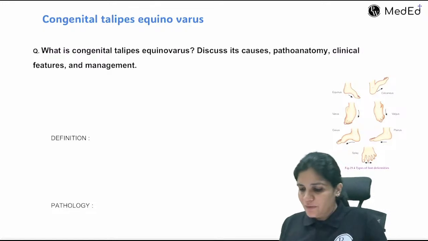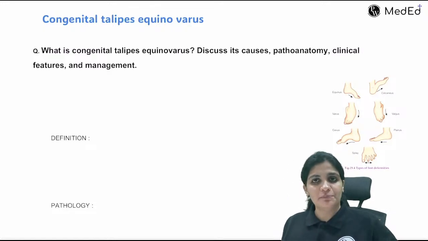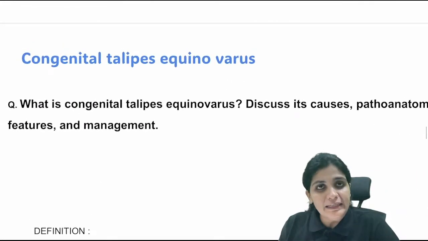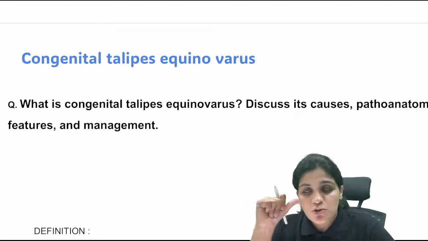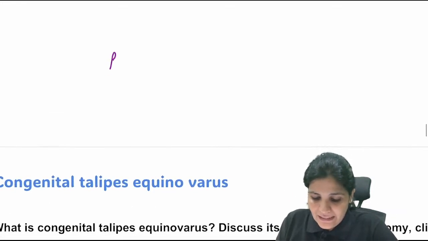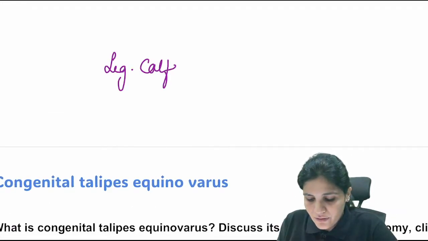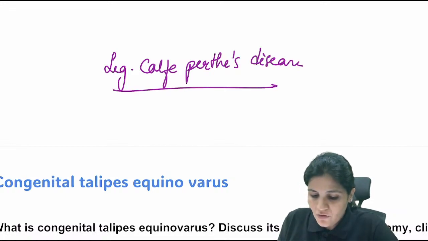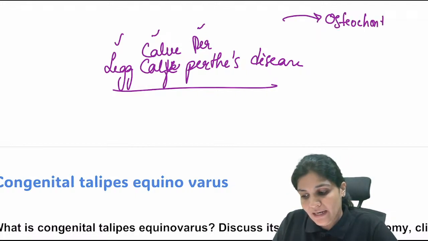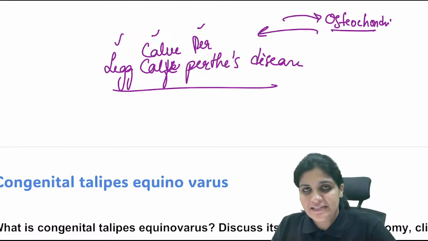Done. Okay, now let us deal with a very, very interesting and important topic of pediatric ortho, your congenital talipes equinovarus. Again, I'm telling you, everything will be in the heading itself. We have dealt with Perthes disease, nothing is there in the head because it was discovered by Legg, Calve, and Perthes. These are the three important persons who discovered the osteochondritis of the femoral head. Hence, it is named Legg-Calve-Perthes, right?